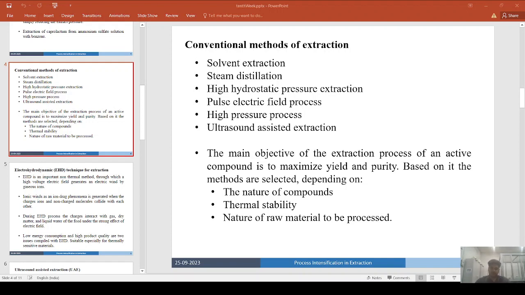So traditionally, different mechanical and chemical processes have been utilized as conventional methods for extraction. Those traditional methods include solvent extraction, steam distillation, high hydrostatic pressure extraction, pulse electric field process, high pressure process, ultrasound assisted extraction, and further there are other examples too.